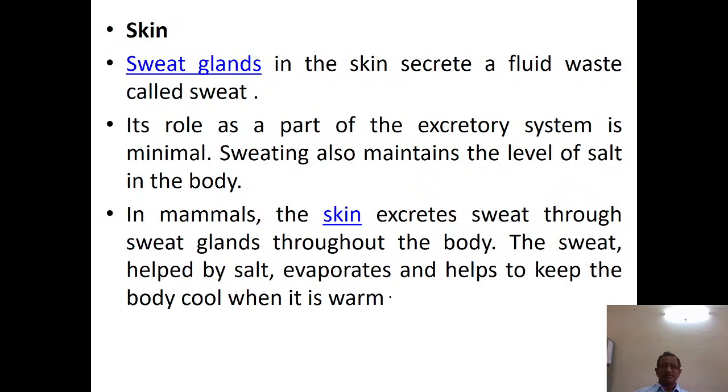See, skin has sweat glands which secrete fluid waste, which is called sweat. Its role as a part of the excretory system is minimal. The sweating also maintains the level of salt in the body. In mammals, the skin excretes sweat through the sweat glands throughout the body. Sweat, helped by salt, evaporates and helps to keep the body cool, of course when it is warm.